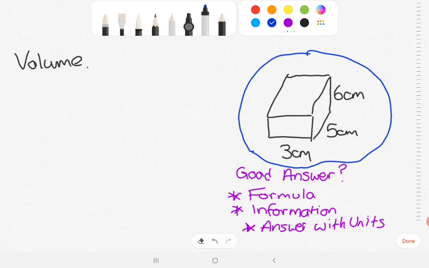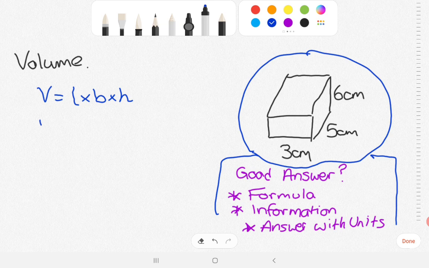Now, another thing I want to remind you of is what our good answer looks like. We spoke about this when we did area and circumference of a circle. We've spoken about this for a few different things. Remember, the good thing is we always need to start with a formula, and hopefully you'll remember from before, you should have seen this work before, that the volume of a cuboid is the length of the cuboid times its breadth and times its height. So V equals L times B times H.